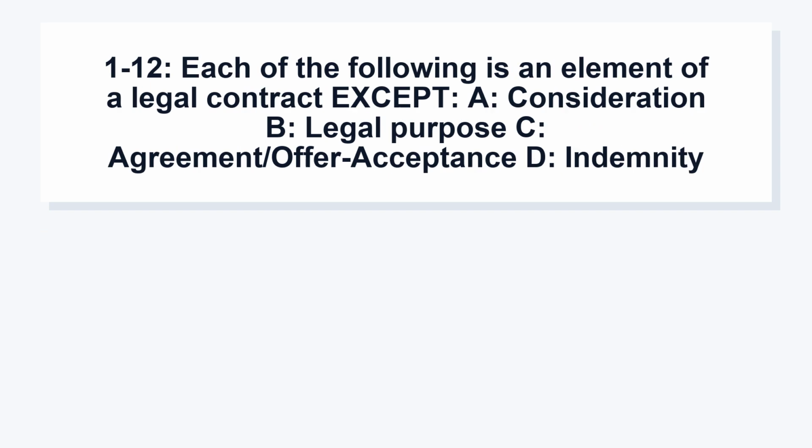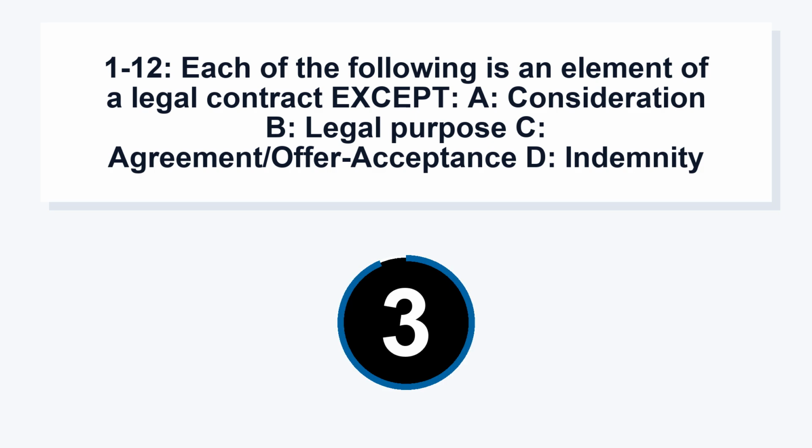1 to 12. Each of the following is an element of a legal contract except A. Consideration. B. Legal purpose. C. Agreement/offer acceptance. D. Indemnity. Indemnity.